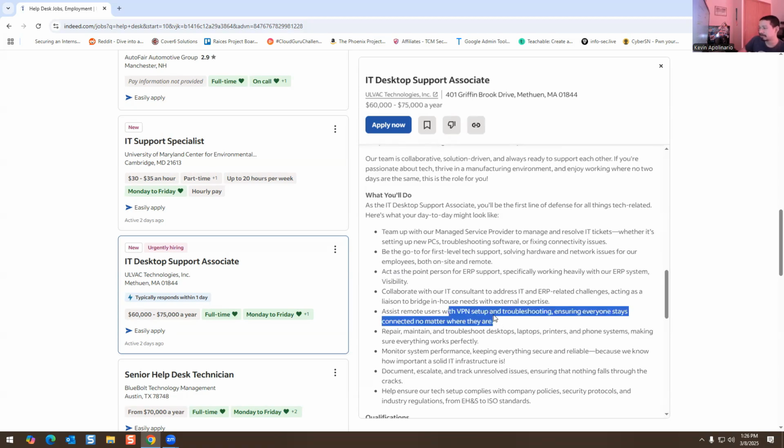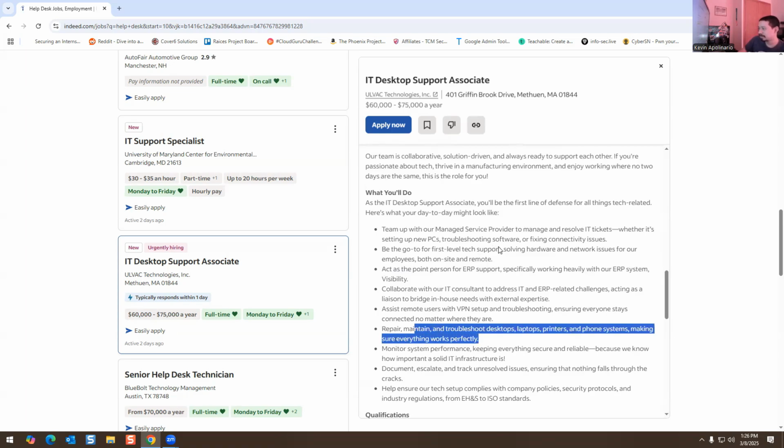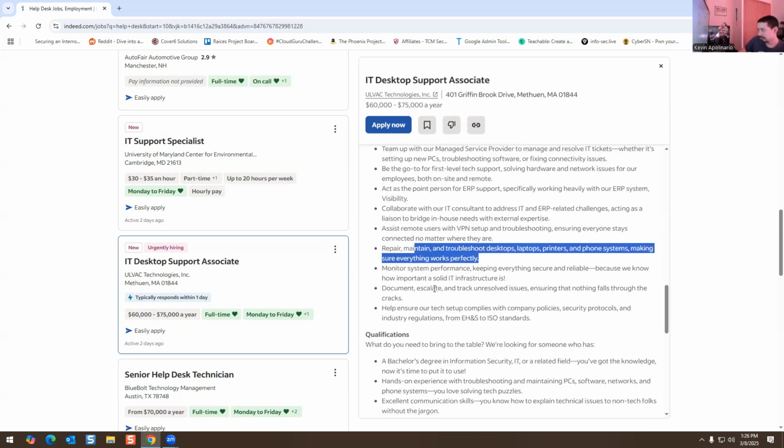VPN troubleshooting, I have a video on this. Repair, maintain, troubleshoot desktops, laptops, phones, printers. Yep, makes sense. Document, escalate, and track unsolved issues. Yeah, that makes sense. Help to ensure our tech setup complies with company policies and security protocols. Yep.